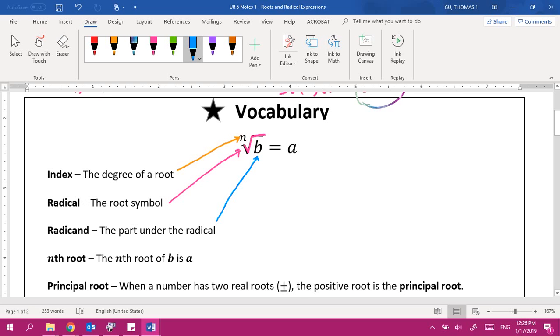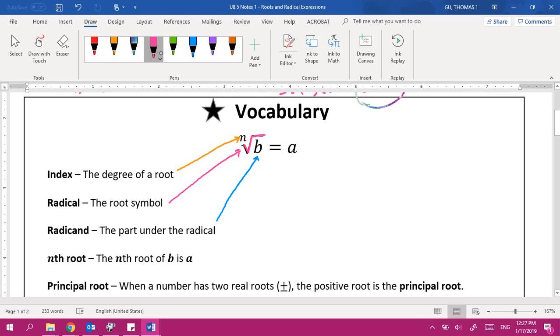And it goes in order. You see how the n is the first thing you see, right? So you say the n root of b is a, or equal to a. The nth root of b equals a. Okay, that's how you read that.